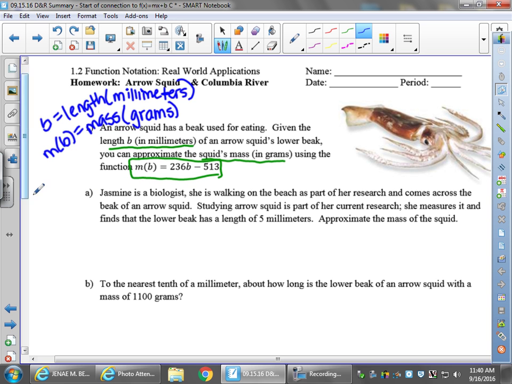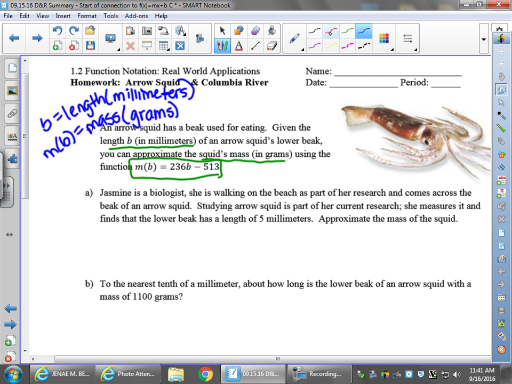So our A question, now we've established what we know. So in this one, it did give us the model. And some of the other questions, like on the back, you're going to have to write your own. Jasmine is a biologist. She's walking on the beach as part of her research and comes across the beak of an arrow squid. Very cool. Studying arrow squid as part of her current research, she measures it and finds that the lower beak has a length of 5 millimeters. Approximate the mass of the squid.